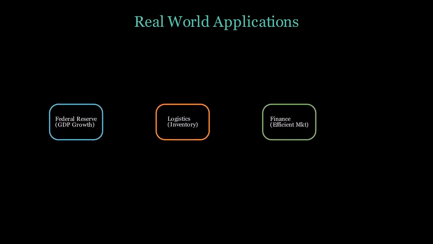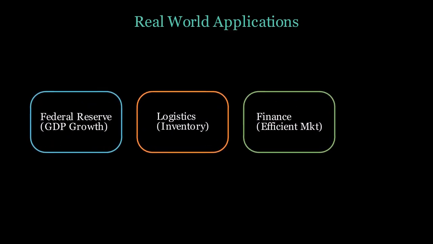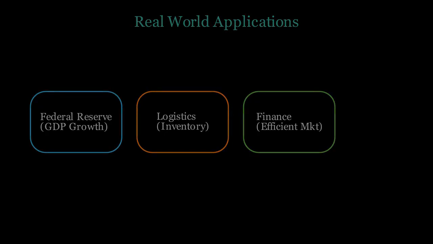In the real world, AR models are everywhere. Central banks, like the Federal Reserve, use them to model GDP growth. Logistics companies use them to predict warehouse demand. For example, if we look at the S&P 500 returns, we often find very little autocorrelation, supporting the efficient market hypothesis. However, in retail sales, the memory of previous months is much stronger.